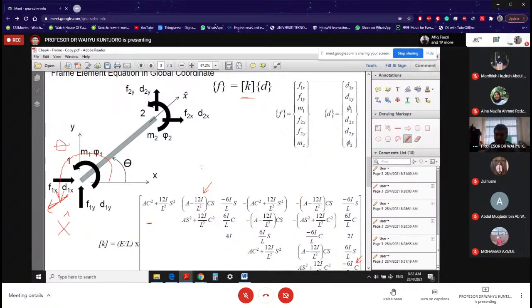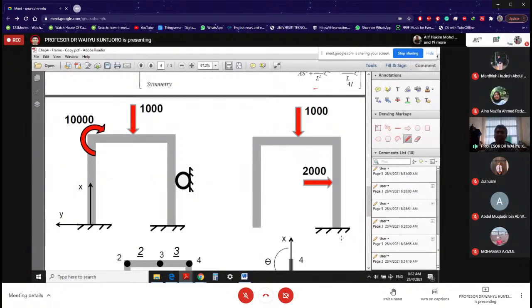Now, we go next, yeah? So, what about modeling? What about modeling? So now, let's look at these two structures. Structure on the left and structure on the right. So now let's do modeling. We begin with the structure on the right.